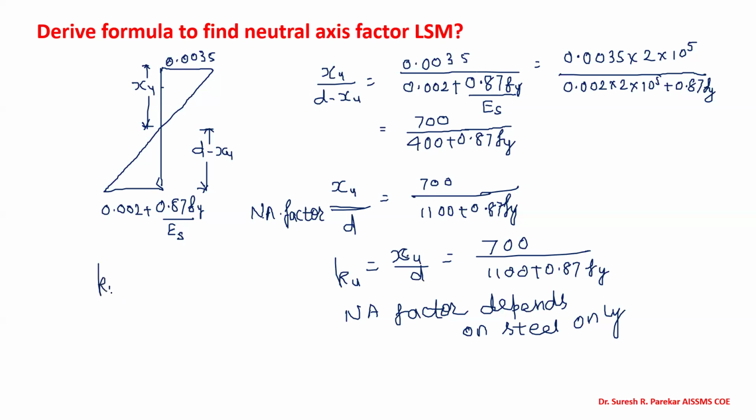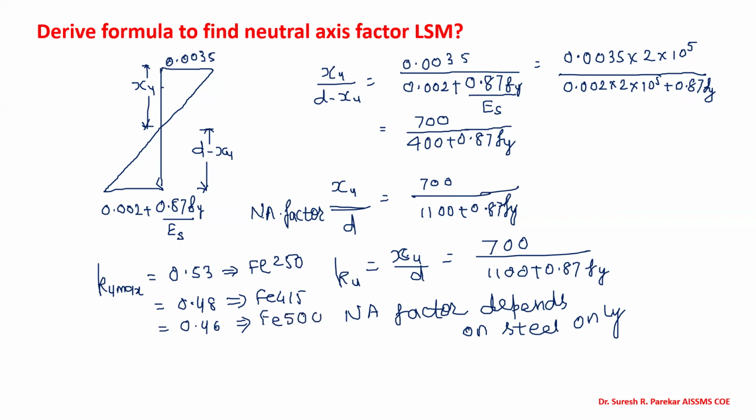Steel only. And if we see, we have calculated these values. We have Ku max, critical, which we say is 0.53 for Fe250, then 0.48 for Fe415, and for Fe500 the value is 0.46. Now I have already shown the clause number and all. You have to go to the videos and see it. So it is independent of the grade of concrete.